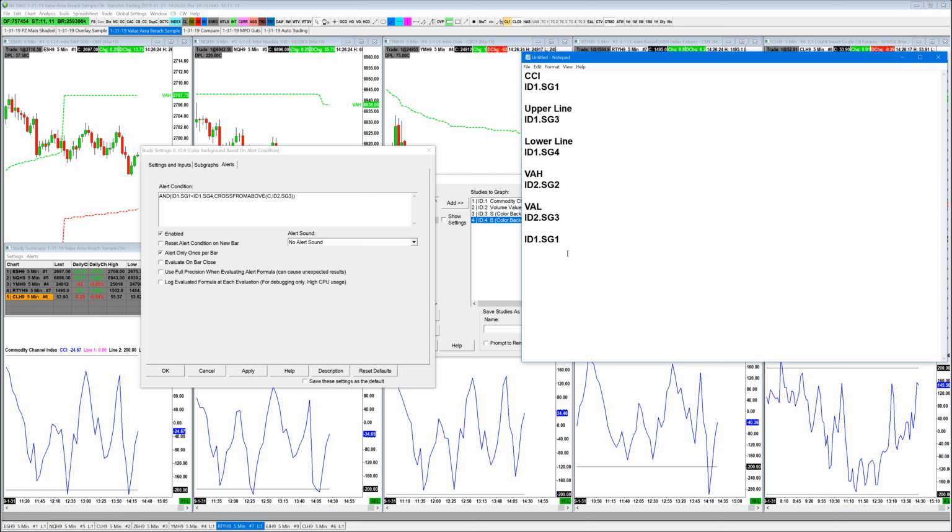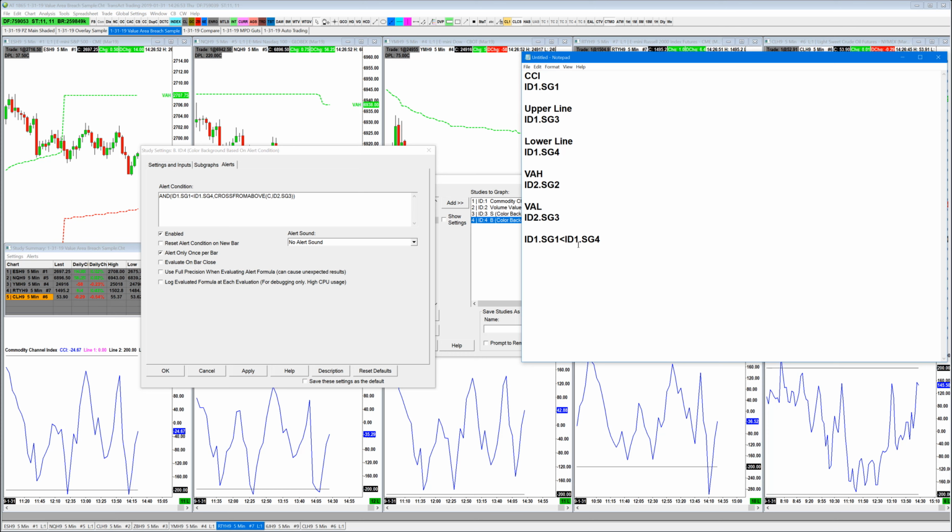So I have id1.sg1. All right, now what does it need to be below? Well, it needs to be below the lower line, which is id1.sg4. So the first condition that I'm looking for is id1.sg1 is less than id1.sg4. So if I were saying this in English, so to speak, it would be the CCI is less than the lower line, or line number 2. All right, that's the first condition. Simple as that. All right.